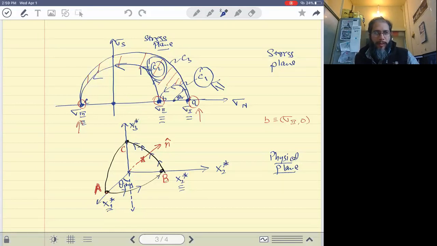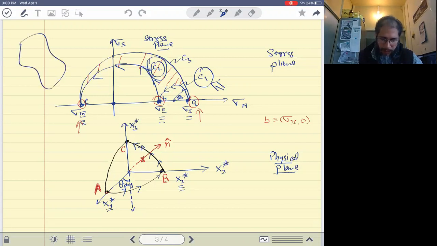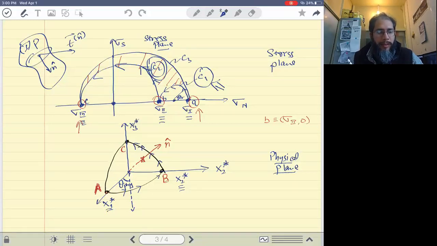So sigma n, when it is negative, that means it's a compressive stress. Because remember, when we used to draw the components of the stress vector at a given normal and a given cutting plane, so if you have surface point P and a cutting plane, when we considered only the first half, we used to draw the outward normal n hat and a stress vector t n hat. The component of the stress vector in the direction of n hat is my sigma n. That is this one.